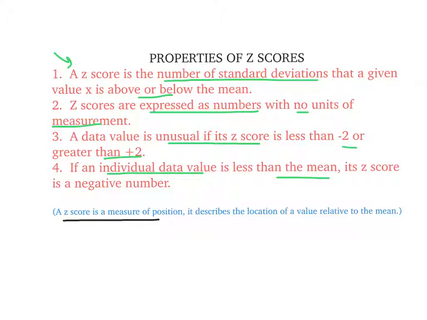And one last little thing down here, I can barely read it: a z-score is a measure of position. It describes the location of the value relative to the mean. It tells you how far away from the mean it is. That's what the z-score is. I've tried to drill that into your head during this video. I've said that 100 times, so hopefully you picked that up.